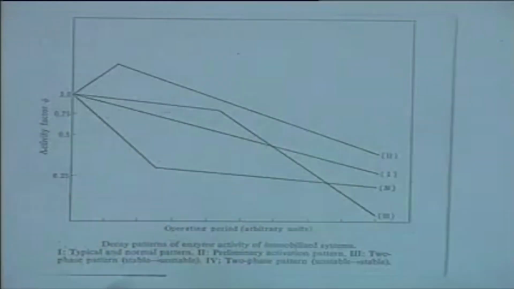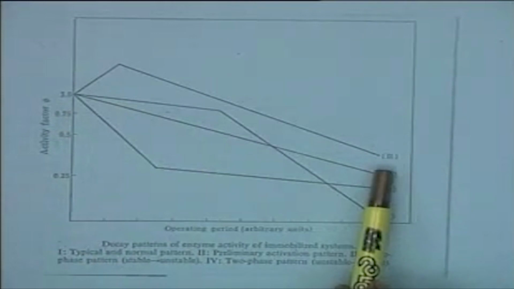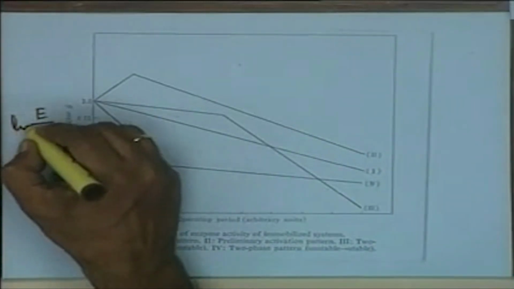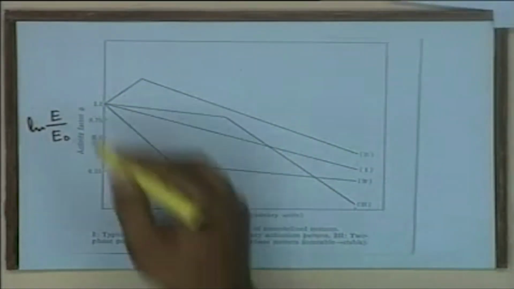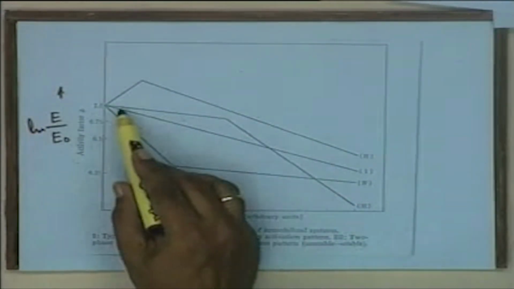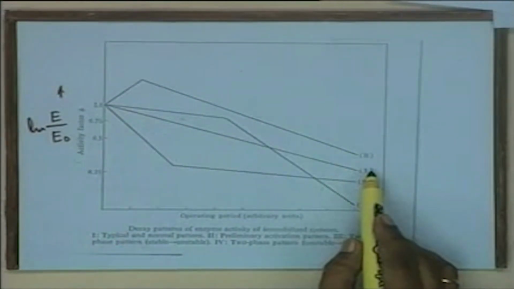You can get different kinds of profiles as far as the immobilized enzyme operational stability is concerned. Now the profile 1 you see here. This is essentially the activity factor, E upon E naught, or rather ln E upon E naught I am referring to on this profile, on a logarithmic scale. You must get a first order decay as is shown in the first case.